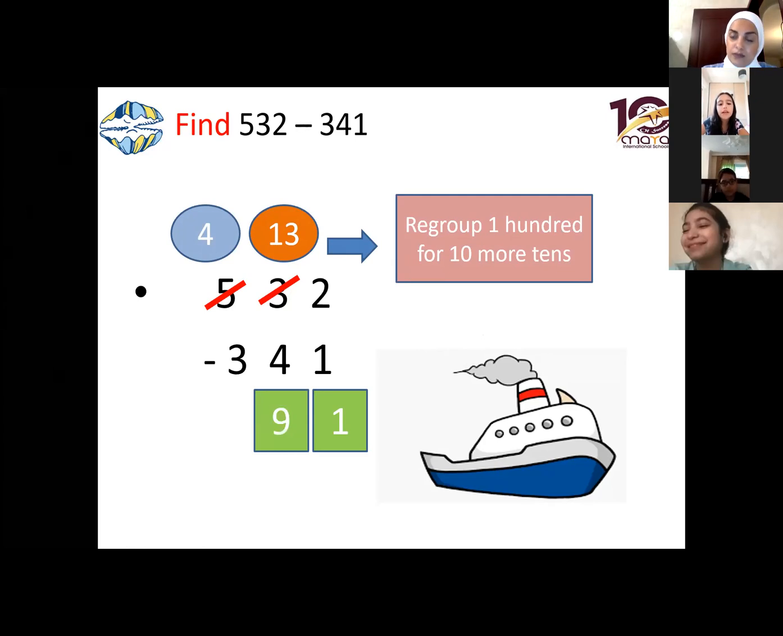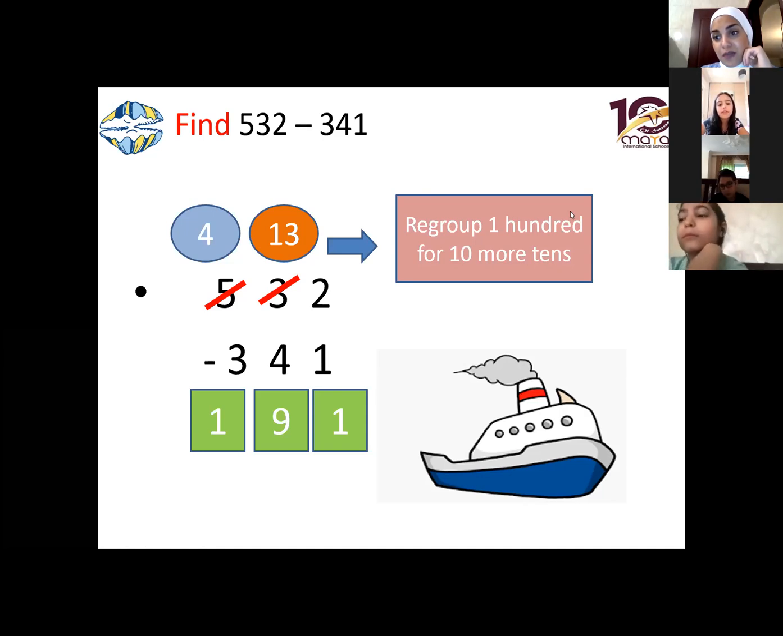Good. Then 4 minus 3 equals 1. Good. So the answer is 191. Thank you very much.